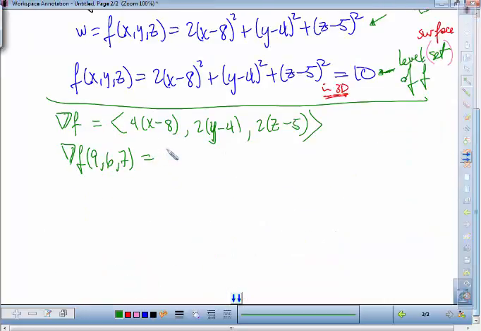So if we put 9 in for x, and we'll put 6 in for y, and then we'll put 7 in for z. Is that right? 4, 4, 4? Yeah. Then that's our vector, and that vector is perpendicular to the surface. Okay? Let's see that in the graph.